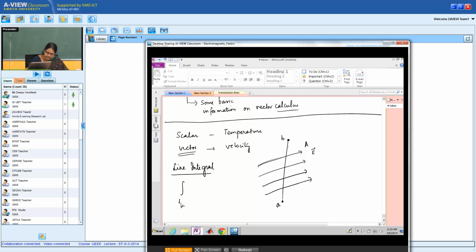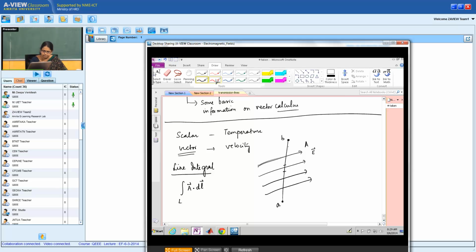Then the line integral is A dot dl. dl is an elemental length along that line. If I were to calculate from A to B, all I need to do is, this is my vector field A, I need to find the tangential component of the vector along dl, the component of the vector along dl.